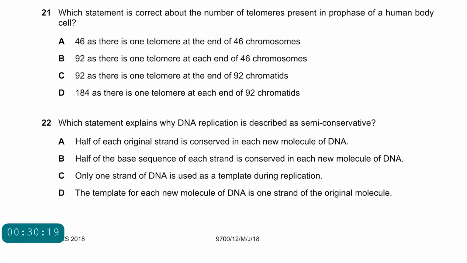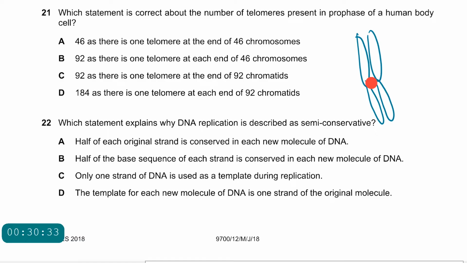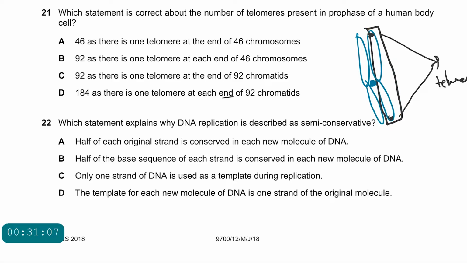21. Which statement is correct about the number of telomeres present in prophase of a human body cell? To start with, we have to know where the telomeres are in the first place. Therefore, drawing out the chromosome, there are telomeres in each chromatid. So there are 2 telomeres on each chromatid, and this is a single chromatid. Therefore, the correct answer is going to be D. As here it mentions that there are going to be 184, as there is one telomere at each end of the 92 chromatids. Therefore, D is correct.